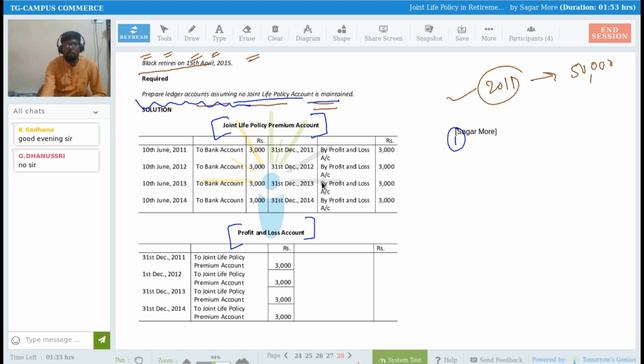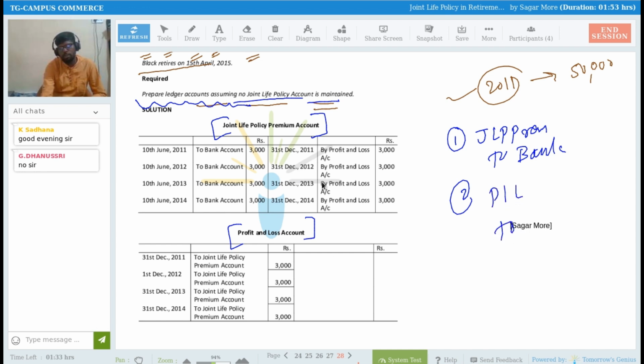So the entry we know. The first entry for payment of insurance premium is joint life policy premium account debit to bank account. This entry I need to pass. Then secondly, that joint life policy premium account amount I need to transfer towards profit and loss account. So profit and loss account debit to joint life policy premium account, right? And thirdly, on the occasion of retirement of a partner or death of the partner, I will be getting money, right? So see here, we have taken in 2011.